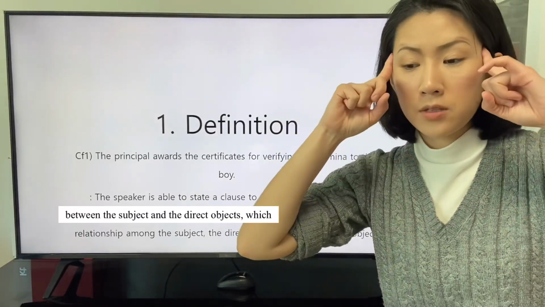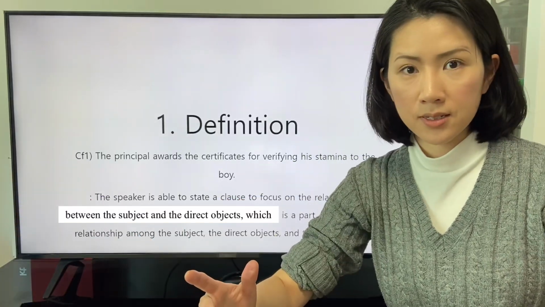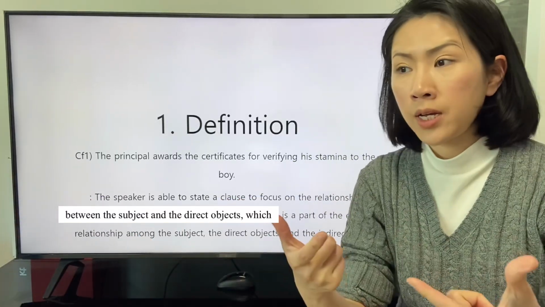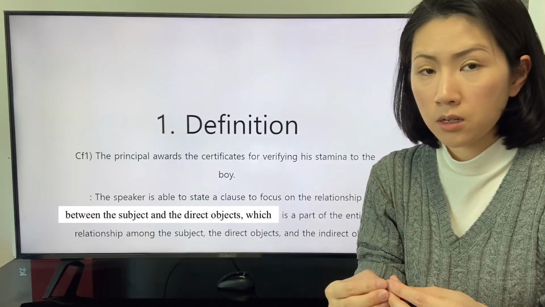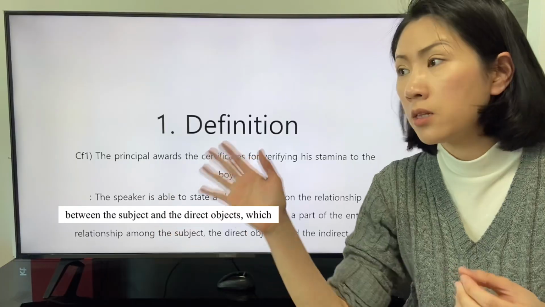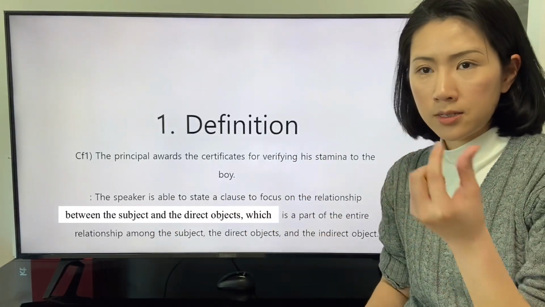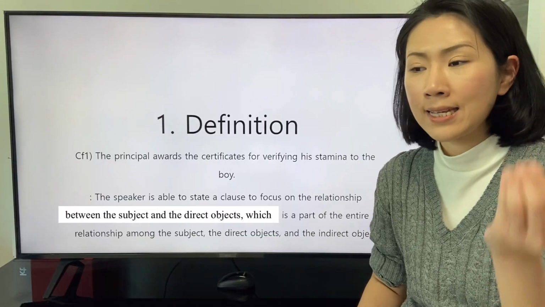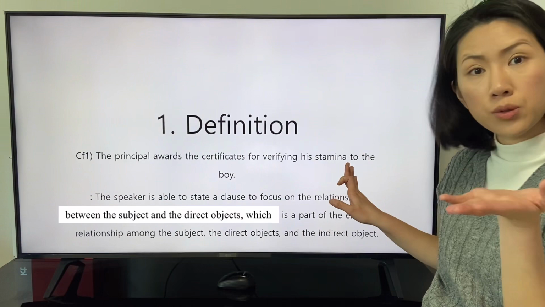The focus of the speaker is shrunk. How do we state the indirect object in this clause? The indirect object is stated as the object of the preposition to.